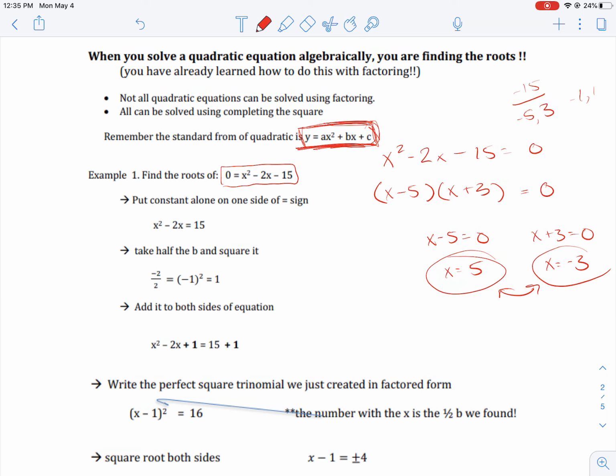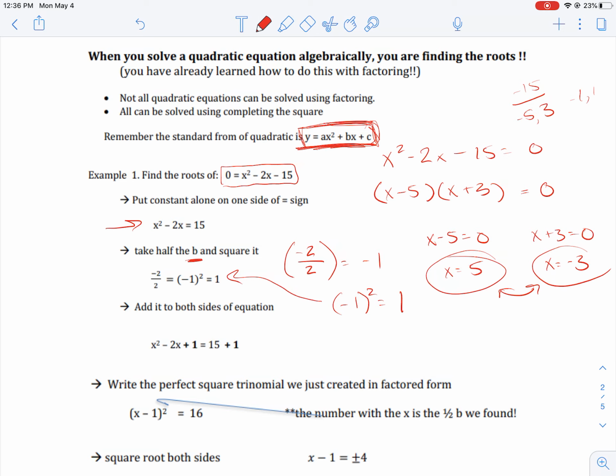So if you look in the first problem, they took negative 15 and added it to the other side, and now we're left with x squared minus 2x equals 15. Then you take half the b and square it. In this case, our b is negative 2. So you take negative 2 divided by 2, you get a negative 1, and then negative 1 squared is positive 1. And so this is what we're going to add to both sides.